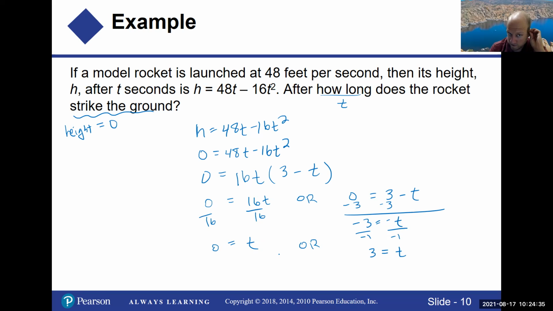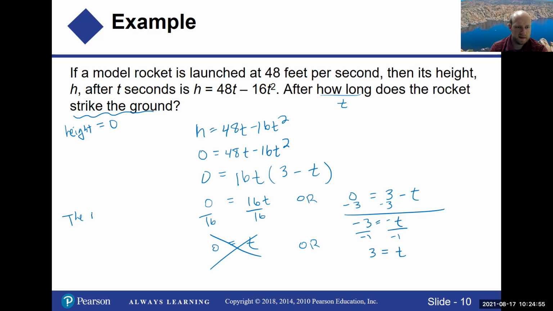Well, what would make sense, right? If you launch a rocket, there's no way the time could be 0. So this is what we would call an extraneous solution. It just doesn't make any sense. So time would have to be 3. So after how long does the rocket strike the ground?